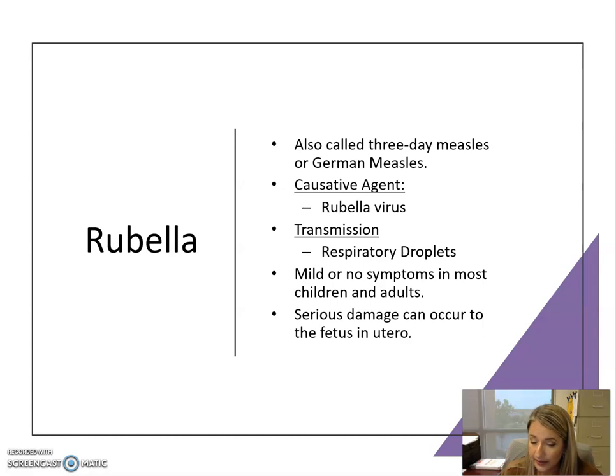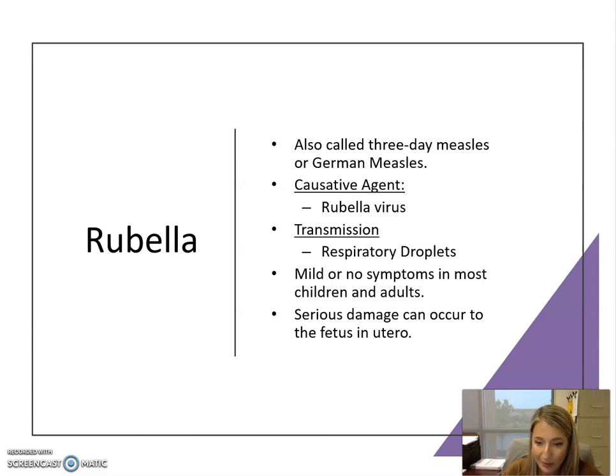It is a highly contagious disease because it is transmitted through respiratory droplets. So someone that has rubella, again, when they cough, sneeze, or speak, will expel the virus in their mucus droplets for others to become infected with. Generally, in children and adults, rubella is a very mild infection with no complications and very minor signs and symptoms.